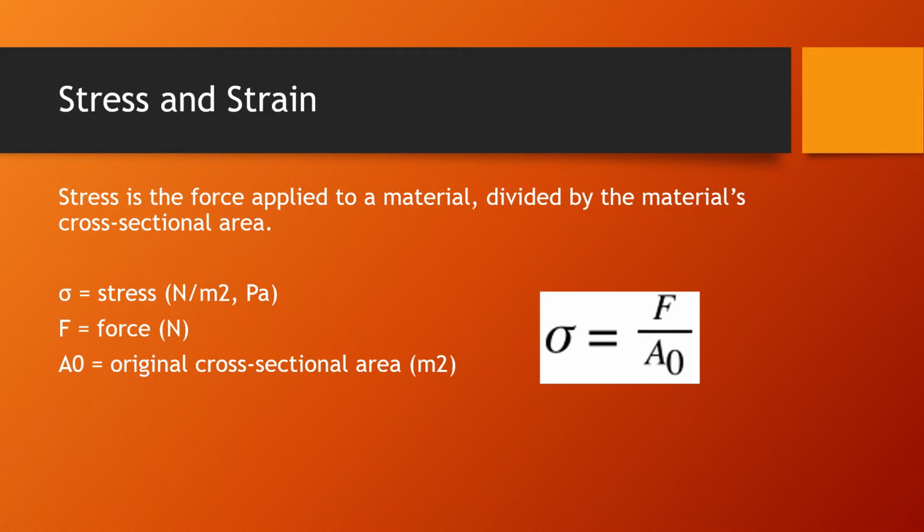Now coming to the terminology, stress and strain are frequently used terms in the rheology subject. What is stress? Stress is the force applied to a material divided by the material's cross-sectional area. It is denoted by sigma. Sigma is equal to force divided by area, so F by A naught. Here sigma is the stress and its units are Newton per meter square or Pascal. F is the force in Newton. A naught is the original cross-sectional area. The unit is meter square.